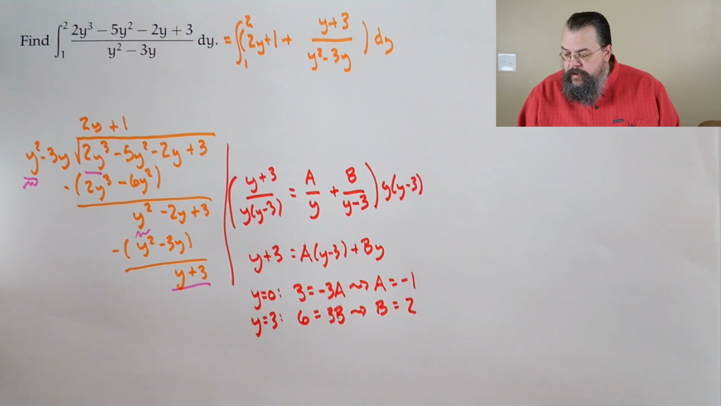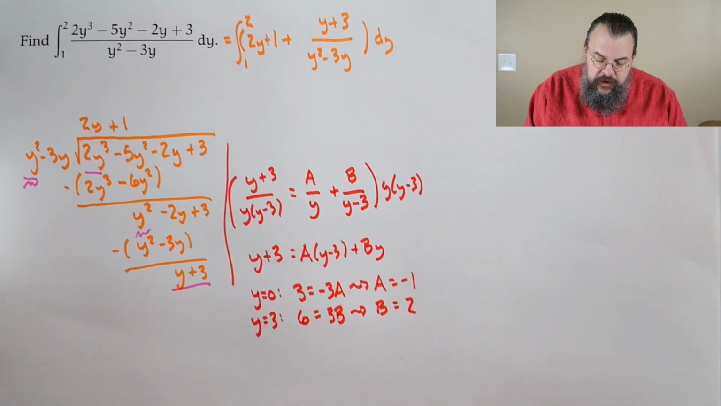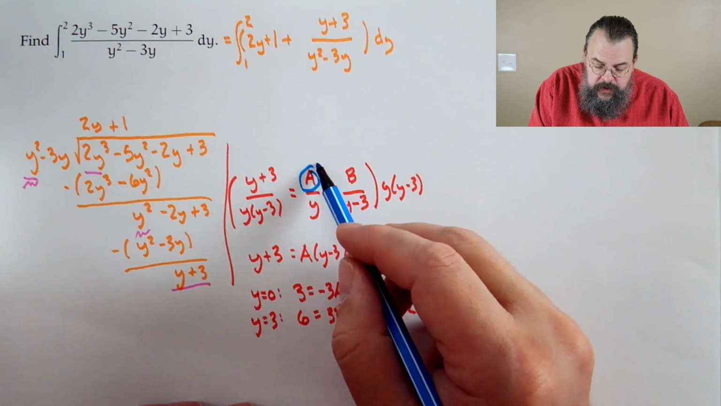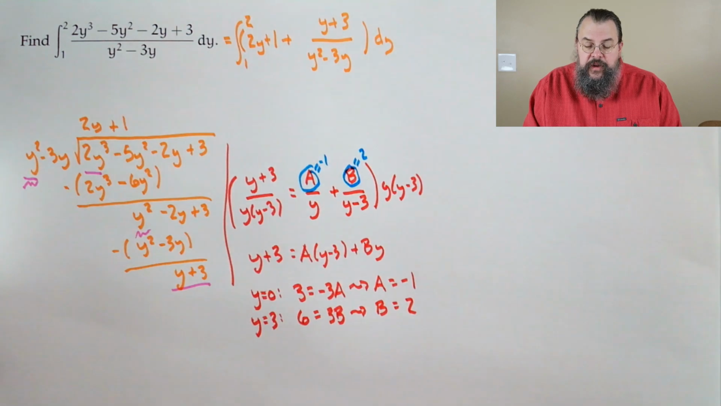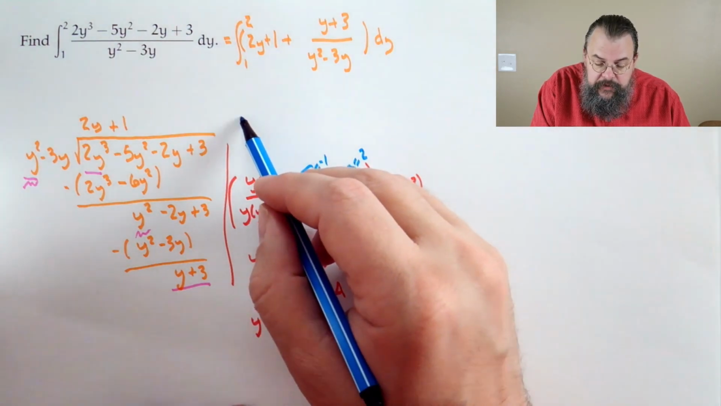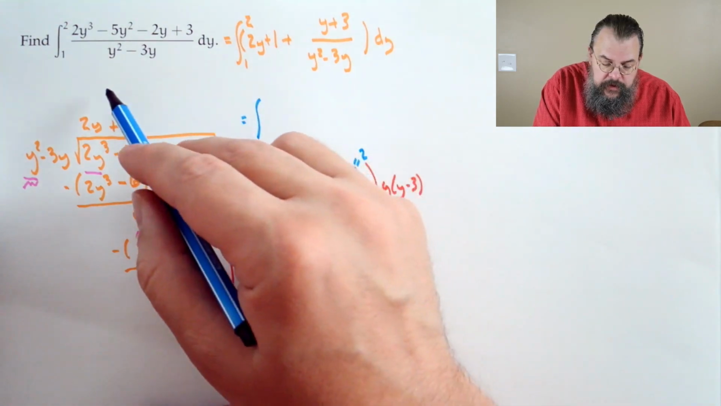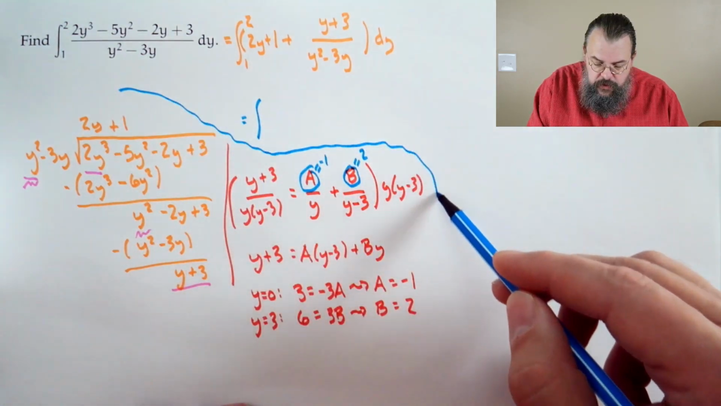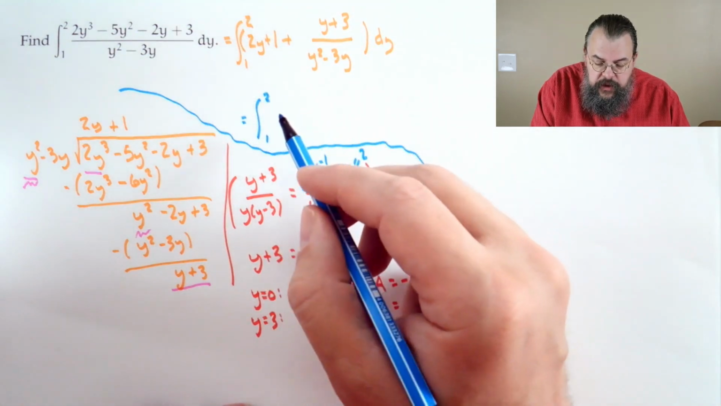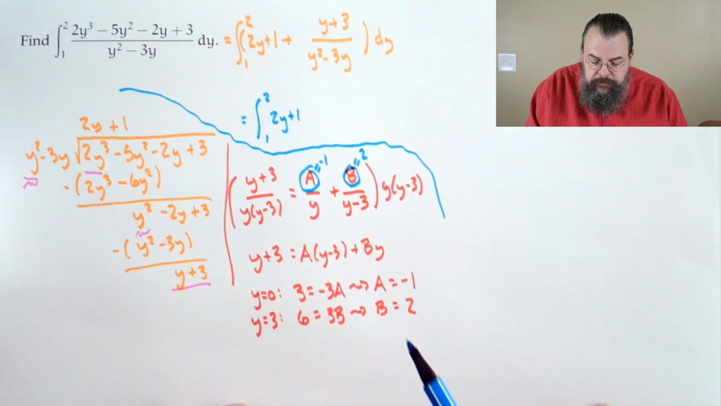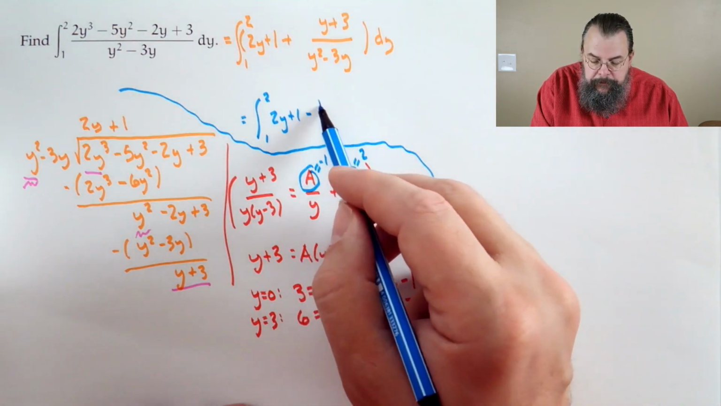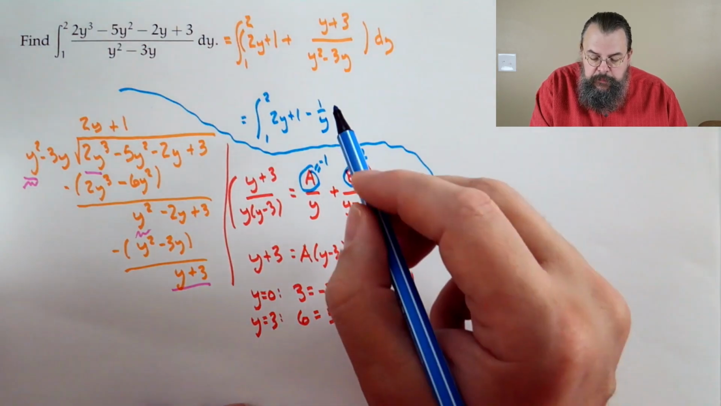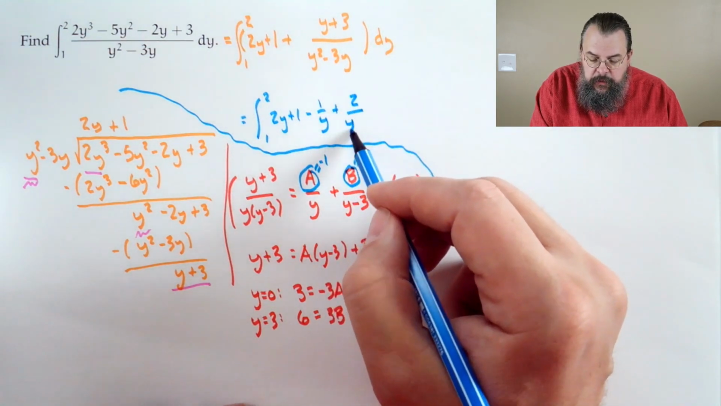All right, so what do we have? Well, what we have now is we know how to break things apart. So we're going to choose A is really negative 1, and B here is really 2. So let's update our integral again. So we still have the integral from 1 to 2 of 2y plus 1. Then we're going to have a minus 1 over y. Then we're going to have a plus 2 over y minus 3.